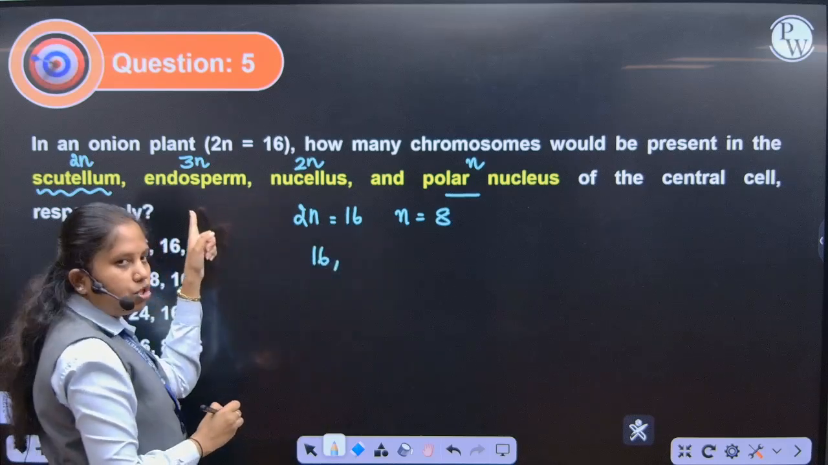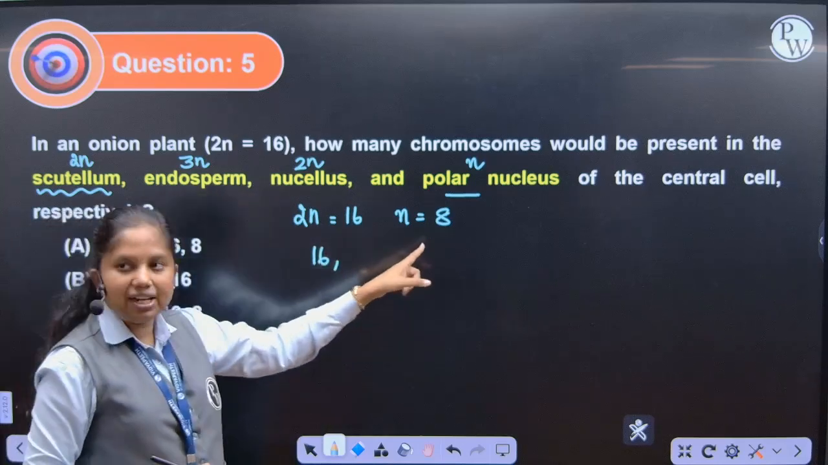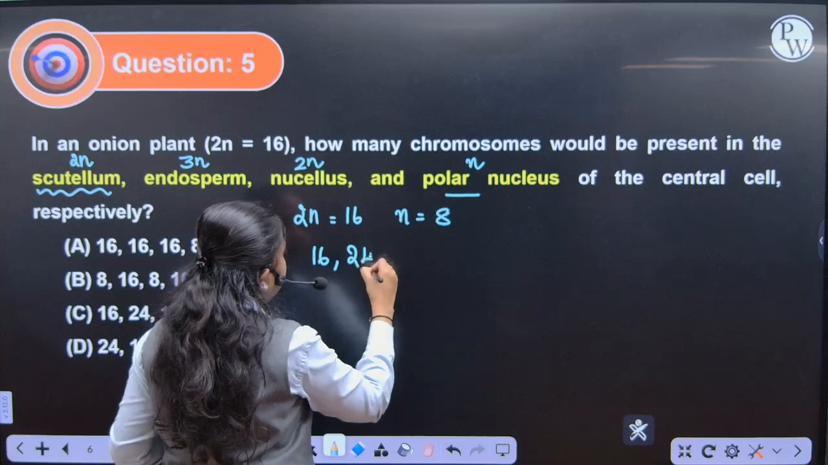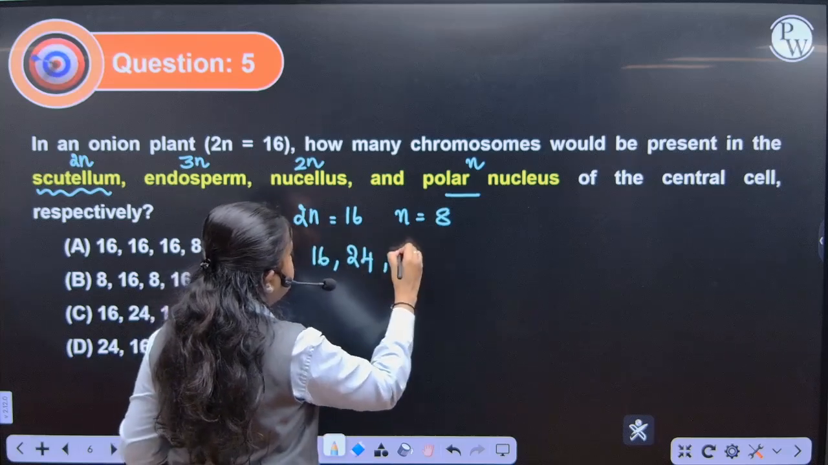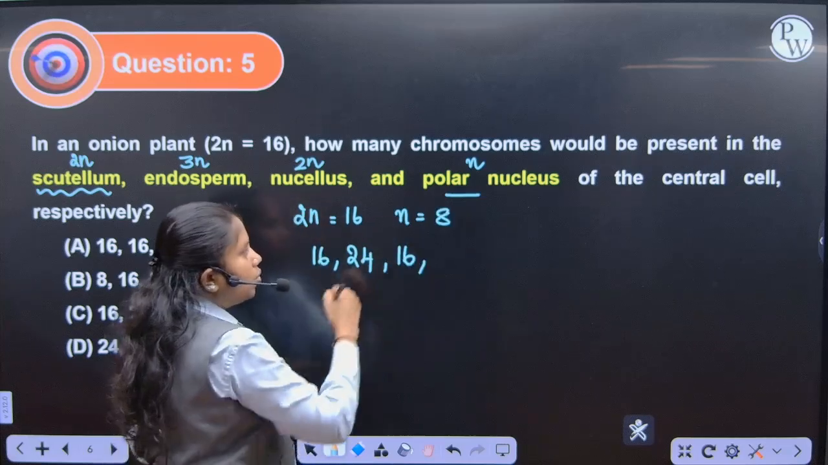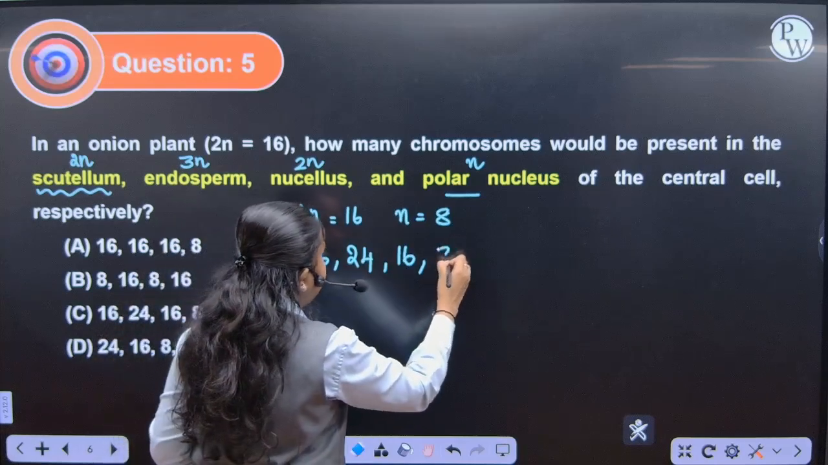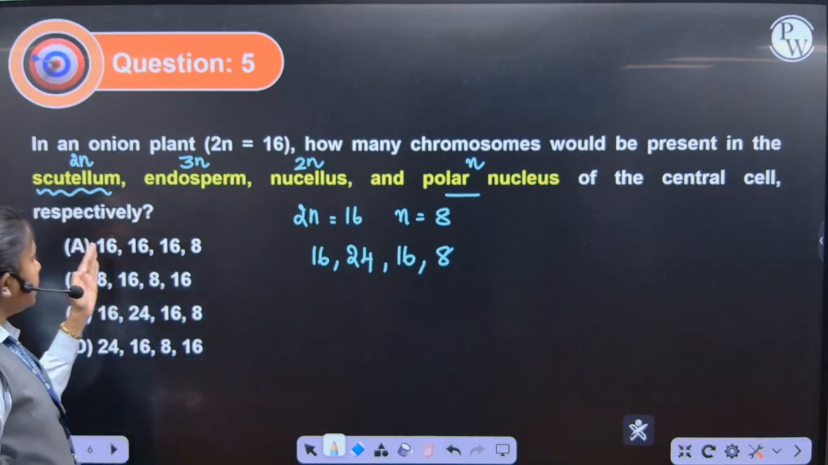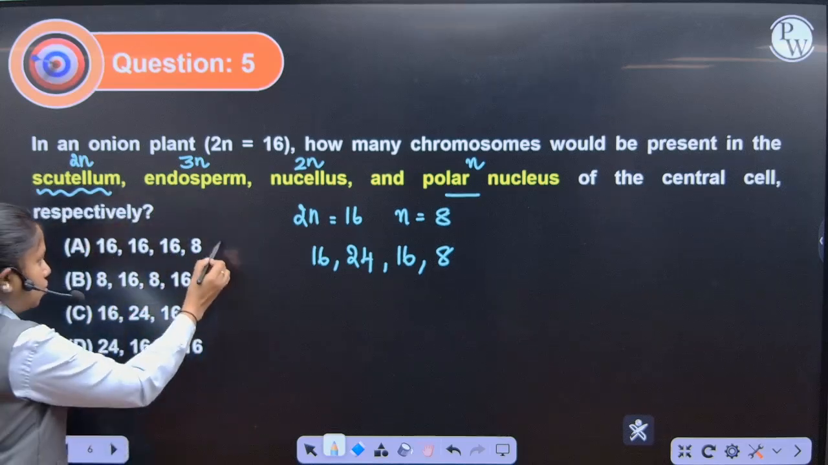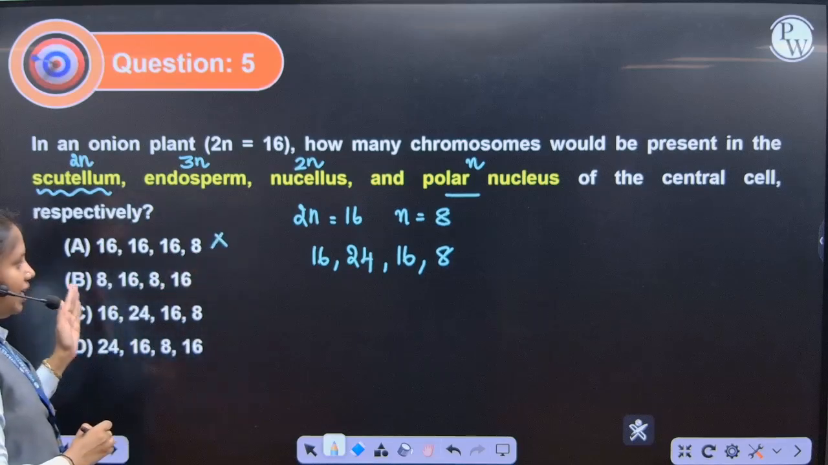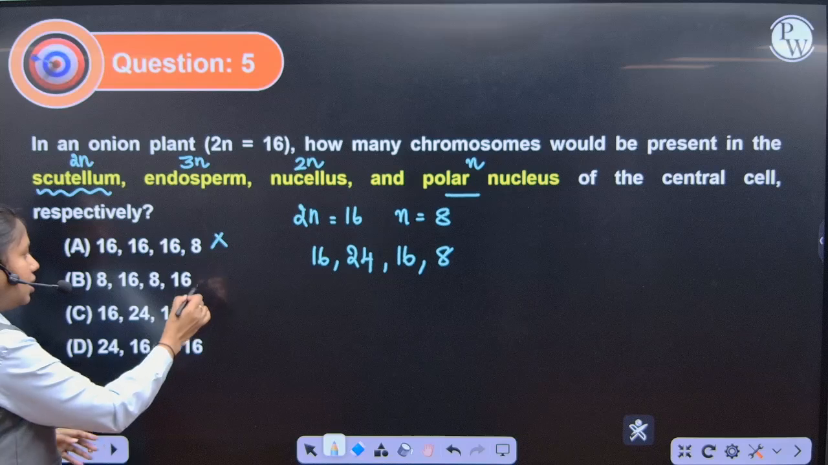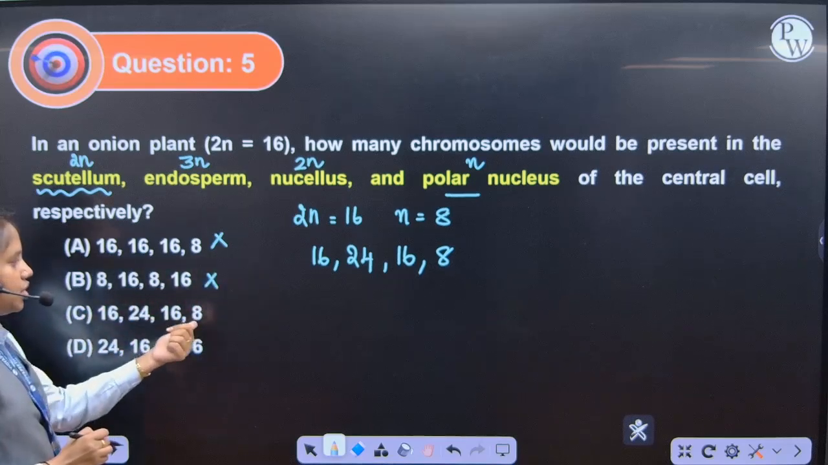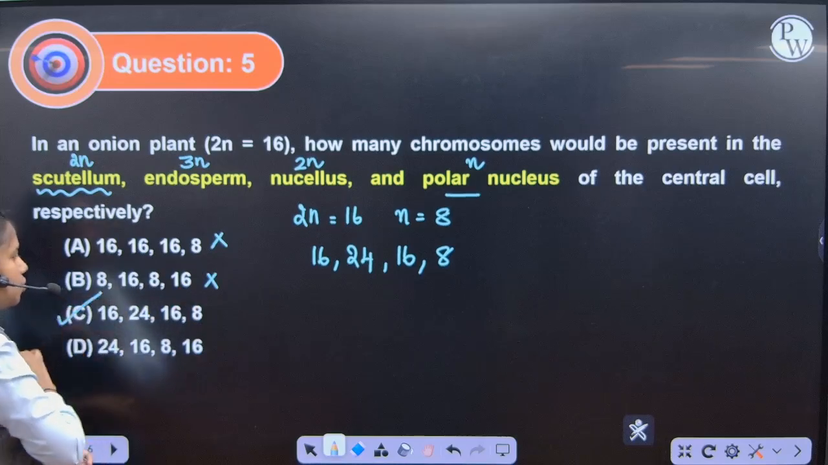Then we know endosperm is 3n and we have n as 8. So 3n will be 24. Then we have nucellus again 2n, which is 16, and then polar nuclei, which is n, 8. Now coming to the options here, option A says 16, 16, 16, 8. No, not the one. Then we have 8, 16, 8, 16, again incorrect. Then the third one says 16, 24, 16, 8. Yes, now this will be your right answer.